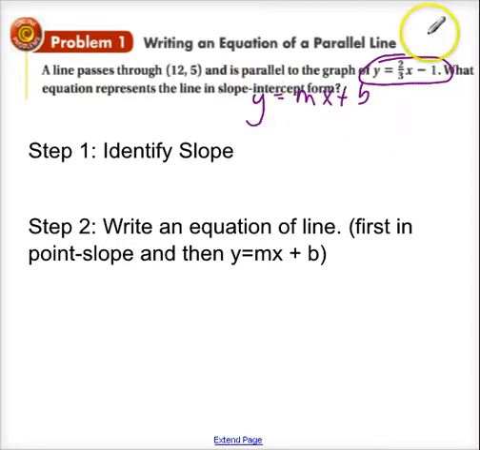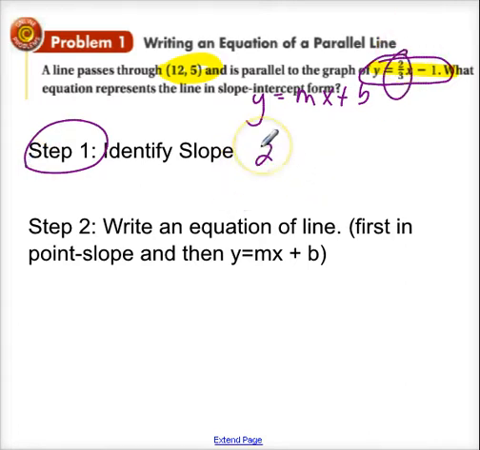So we know the equation of one line. We want the equation of the other line, and it has to pass through this point. So what you're going to first do, step one, identify the slope. Our slope is 2/3. Since we have a parallel line, we want our new equation to also have this slope.